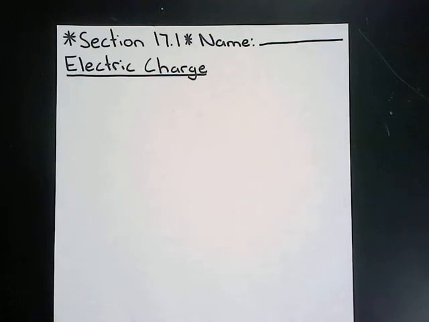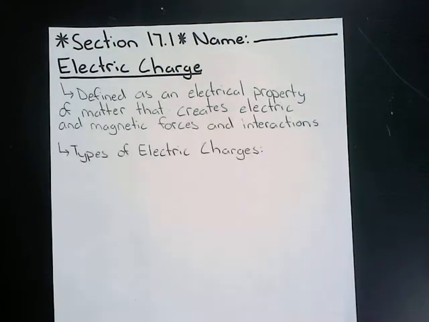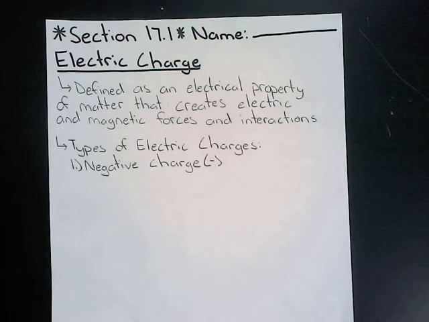All right, so let's go ahead and get into our definition here of what an electric charge is. It's simply defined as an electrical property of matter that creates electric and magnetic forces and interactions. Now, within our electric charges, there are some different types. One of the types is an electric charge with a negative charge, and we represent that negative charge with a minus symbol.